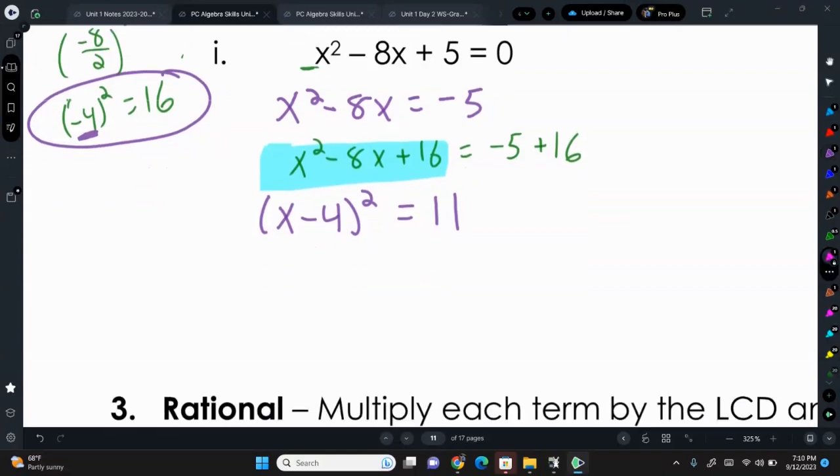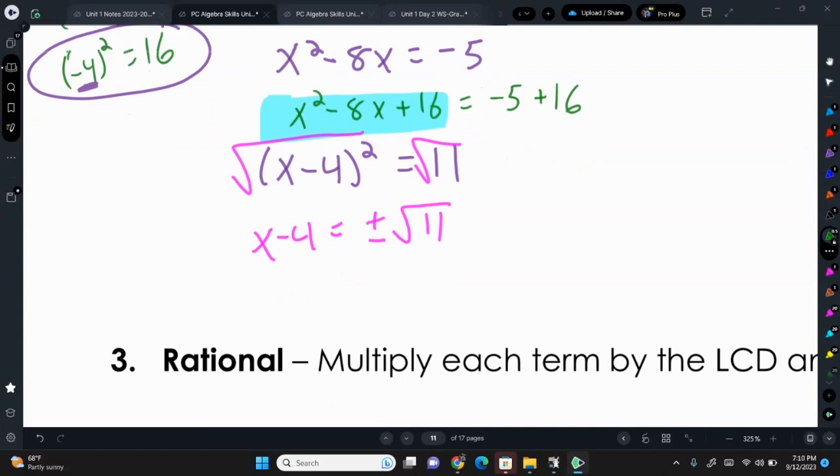Now we can square root both sides, and we get x minus 4 equals plus or minus the square root of 11. And then when we add 4 to both sides, we get x equals 4 plus or minus the square root of 11. And we can leave it like that, like we did above. We don't need to write two separate solutions.